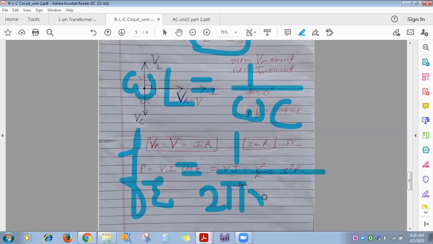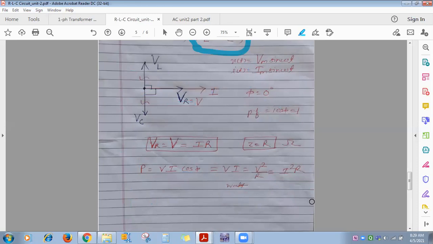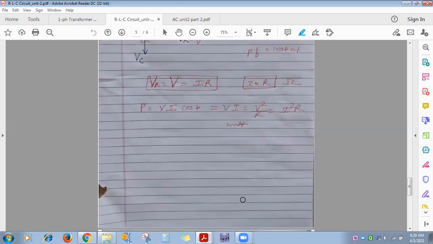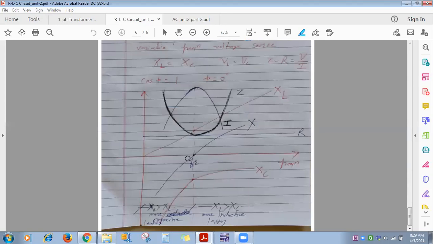Maybe a numerical on this you will get asked. Resonant frequency is 1 divided by 2 pi square root of LC. So it is in hertz. Now at resonant frequency, XL and XC are equal. That I have denoted in this graph. So whatever X is, its value will be 0 at resonant frequency.